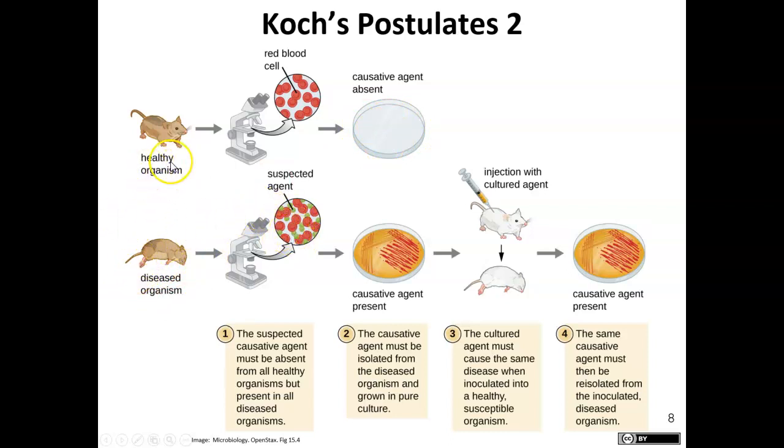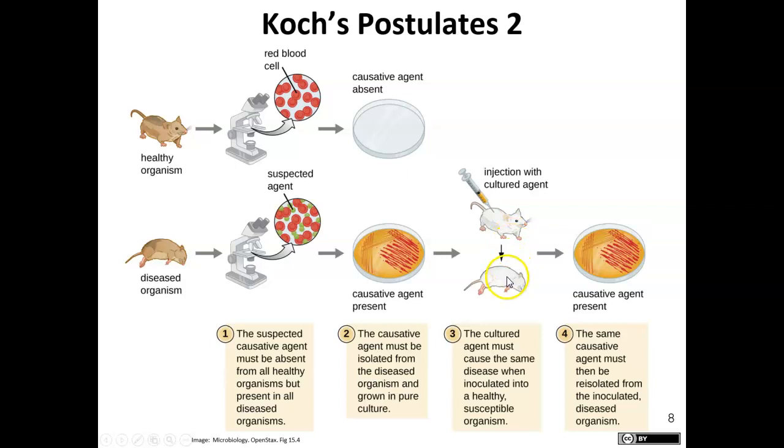So here we have a healthy host. Prior to infection, they check, and there's no pathogen. They infect the host with the pathogen. The host becomes very ill, and they find the suspected pathogen in the host. They then grow the pathogen and isolate the infective agent, the potential infective agent.